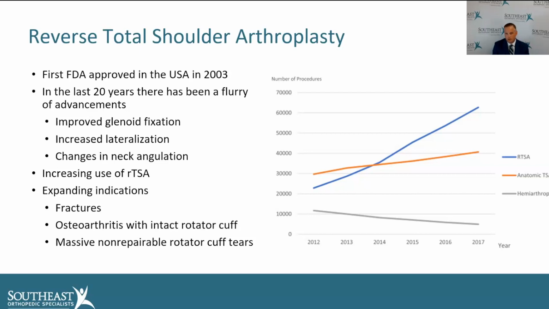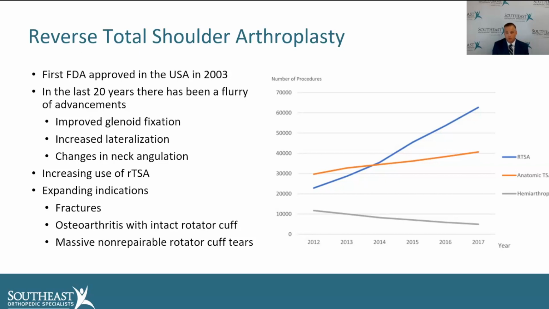So you see the graph here on the right showing that from 2012 to 2017, the amount of reverse total shoulders placed in the United States has gone up. And if we took that out to 2023, we'd see that blue line continue to increase, and maybe even anatomic drop off a little bit, because reverse total shoulder is such a predictable surgery that does very well. This led us to expand our indications for it.